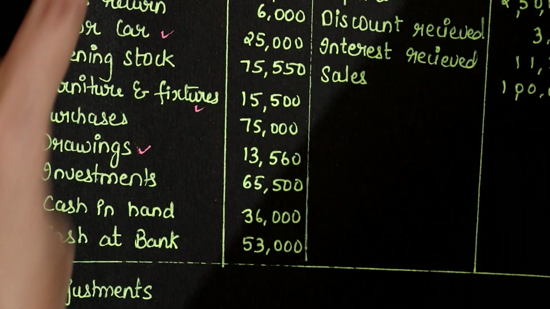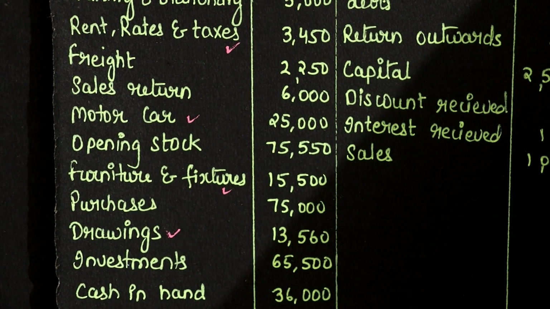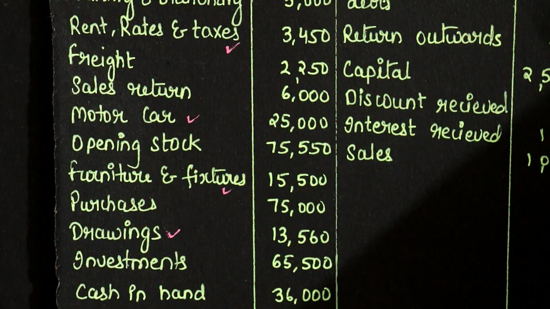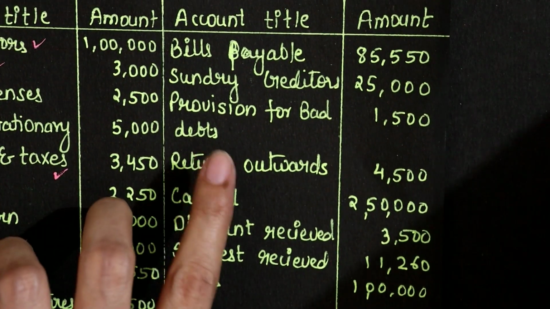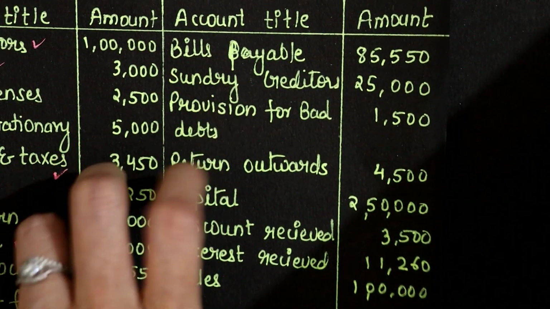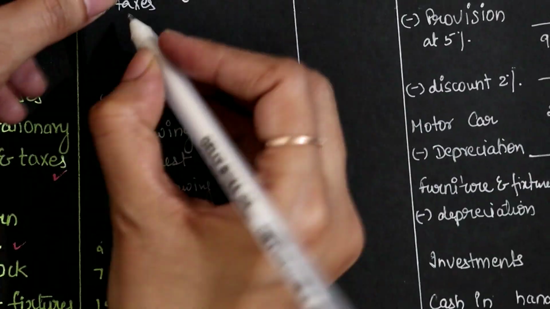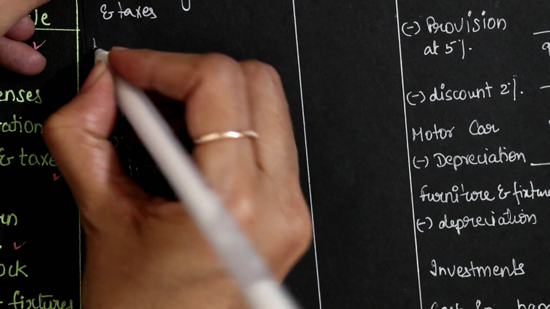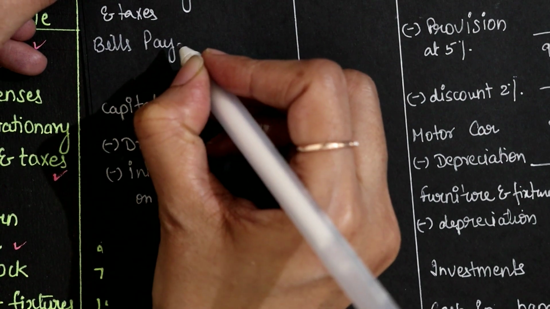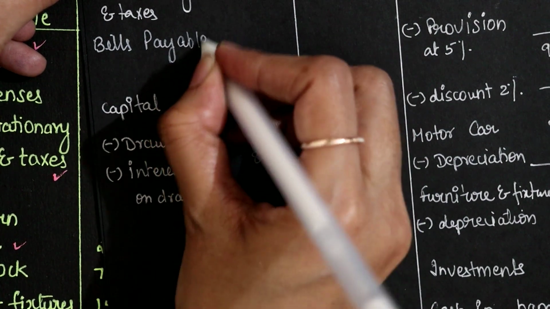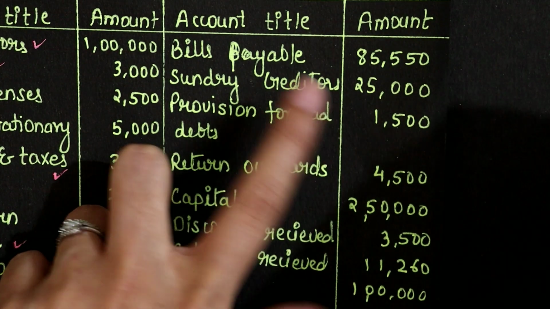Now the debit side is over. We have finished with the entries of the debit side of the trial balance. Now we'll come to the credit side. It says bills payable. Bills payable is a liability, so it should appear on the liability side of the balance sheet. We have given some space here. Bills payable, 85,550.